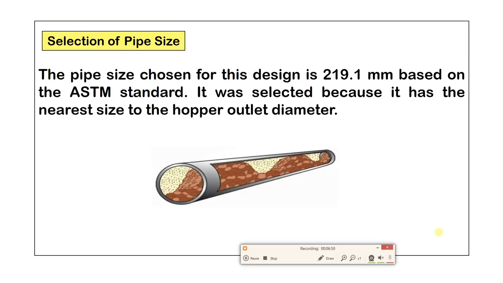The first step is the selection of pipe size. The pipe size chosen for this design is 219.1 mm based on the ASTM standard. It was selected because it has the nearest size to the hopper outlet diameter.